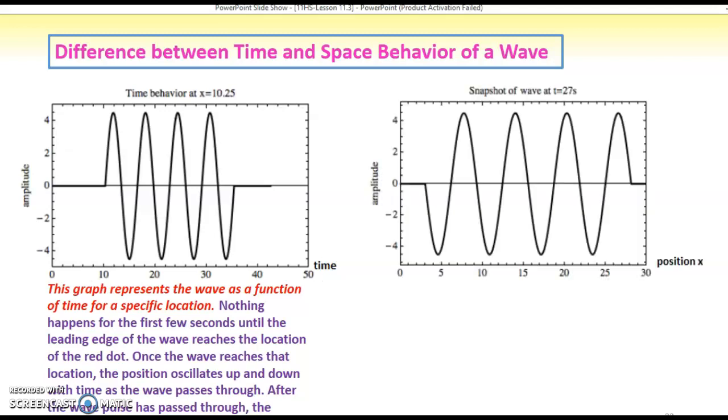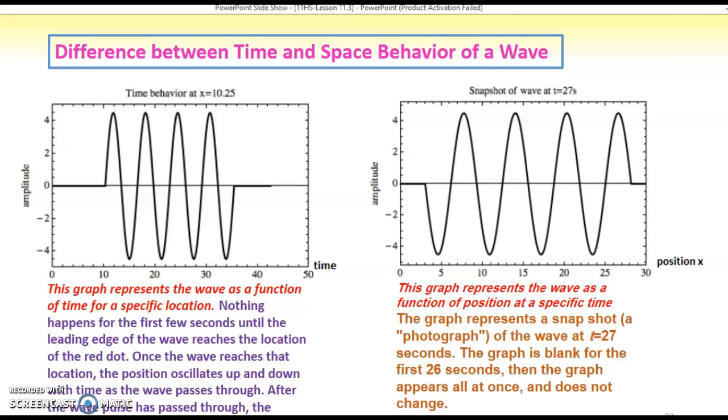Now, the amplitude as a function of position is more like a snapshot of a wave, for example, at t equal 27 seconds. At this instant, a picture was taken for the whole medium. How did it appear as such? So this graph represents the wave as a function of position at a specific time. The graph represents a snapshot, a photograph of the wave at t equal 27 seconds. The graph is blank for the first 20 seconds. Then the graph appears all at once and does not change.